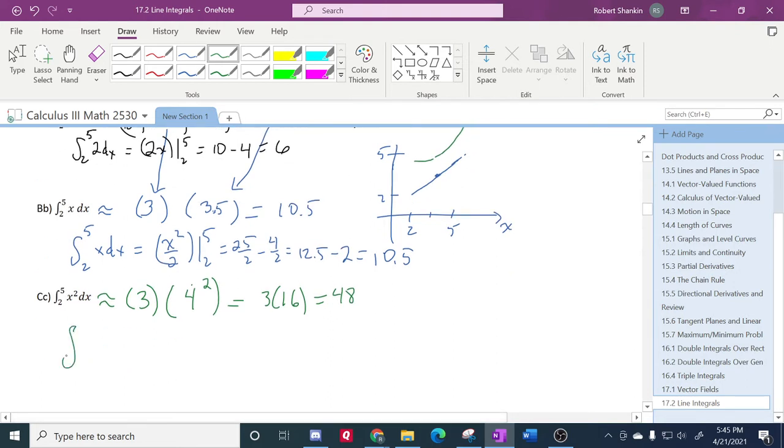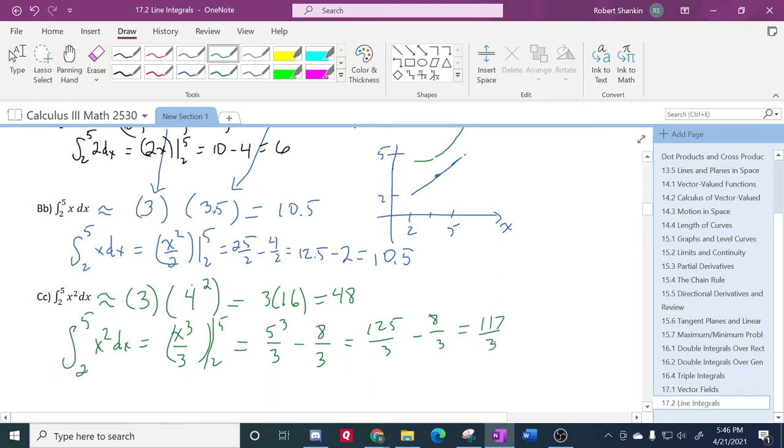And now, let me get the exact answer. I get 5 cubed over 3 minus 8 over 3. It's 125 over 3 minus 8 over 3. It's 117 over 3, which is 39.